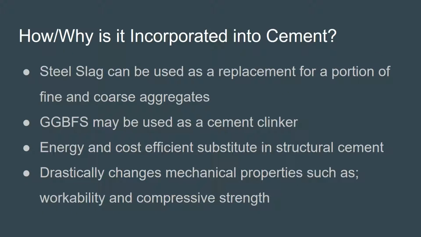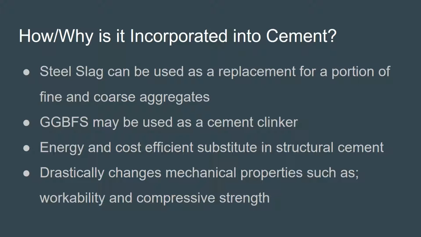Steel slag is often used as a partial replacement of fine and coarse aggregates in cement. Aggregates make up approximately 70% of the concrete volume and can be costly when it comes to the incorporation of natural sand. This started the search for alternative materials. Steel slag is one of the most common industrial wastes, which makes it a popular cost-friendly substitute in most structural cements.